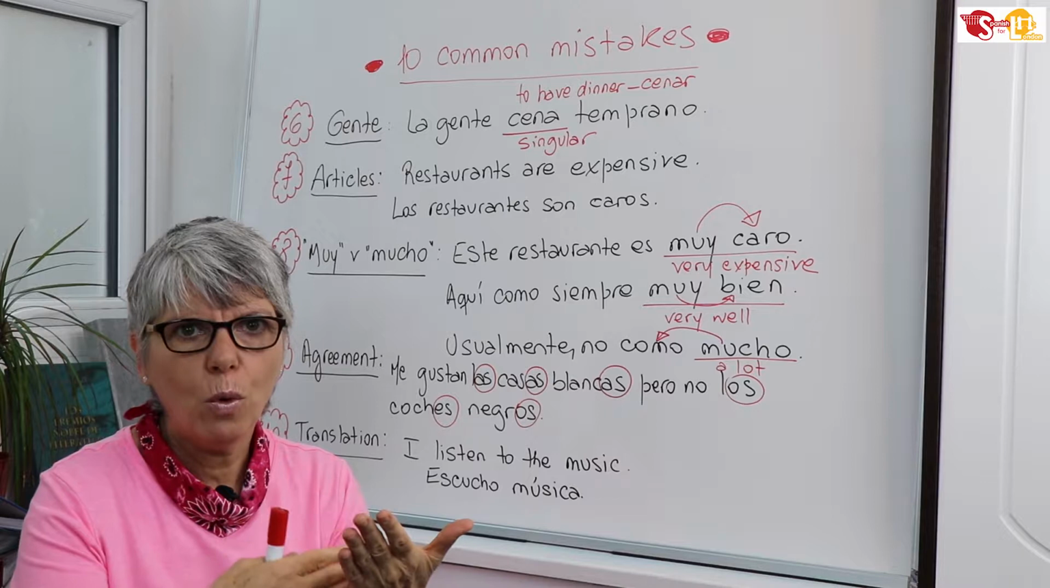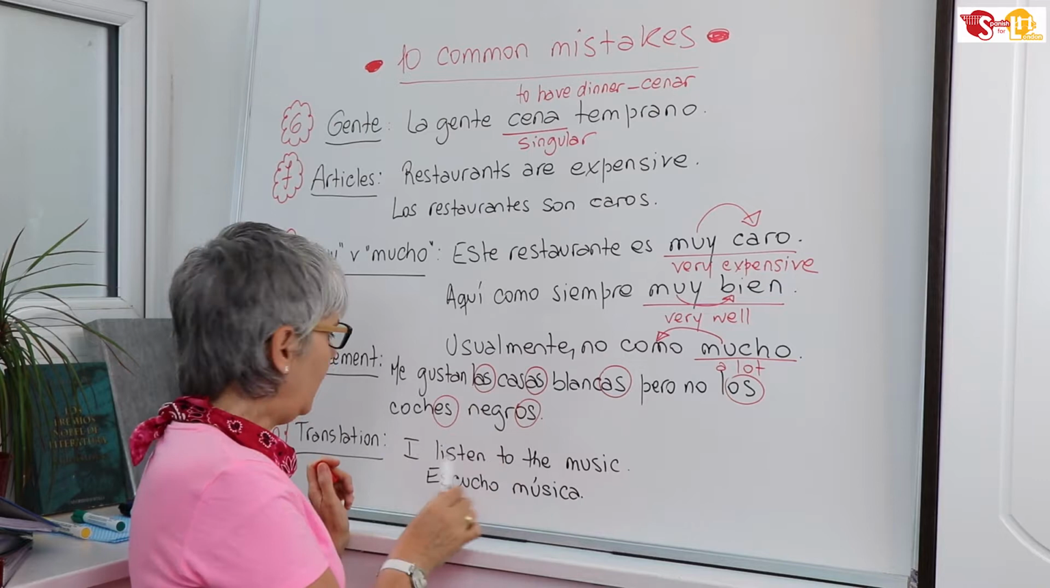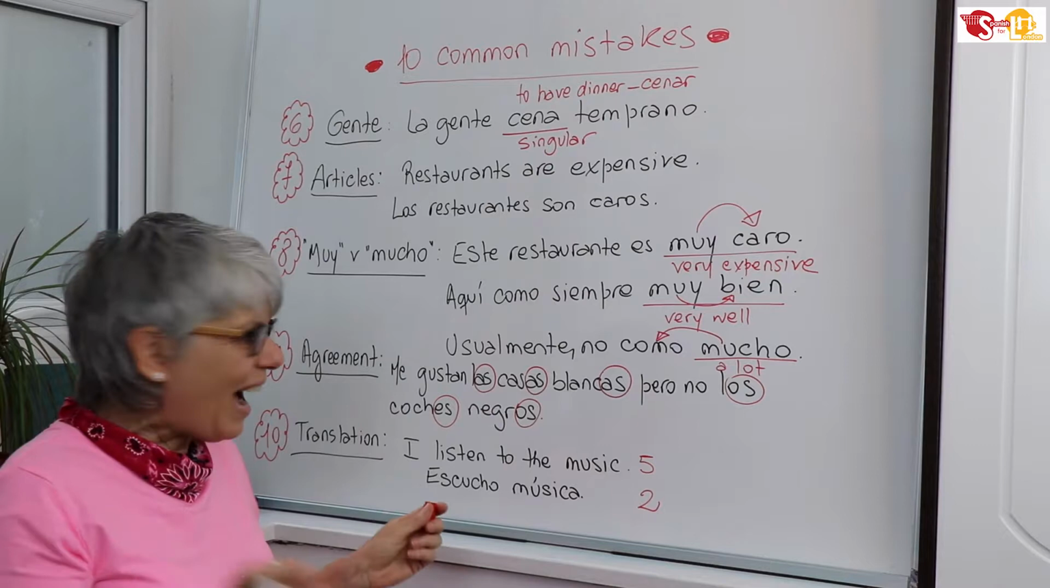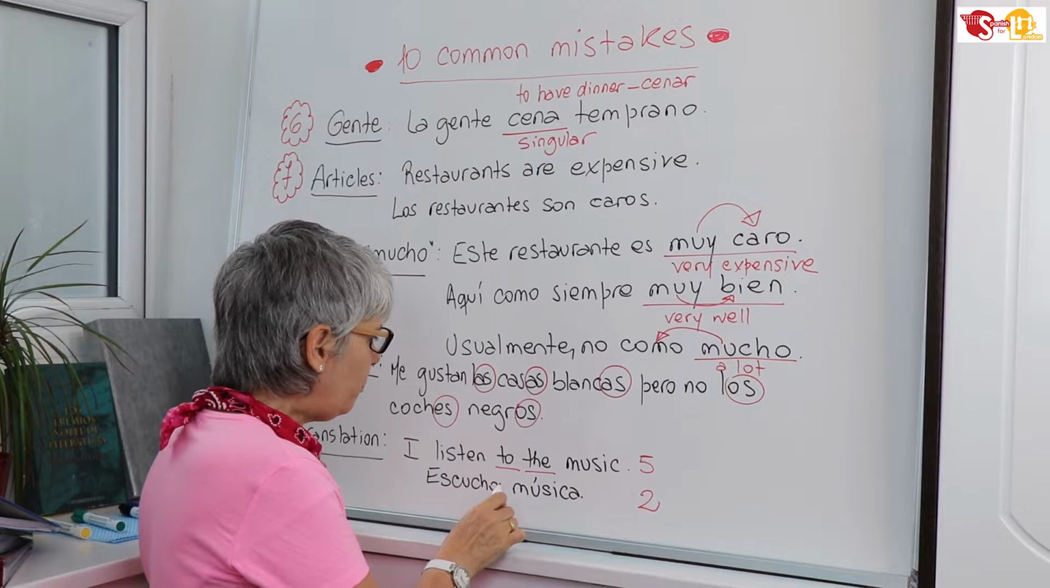So if I want to say, for example, I listen to the music, I say in Spanish, escucho música. Okay, five words in English, two words in Spanish. This is correct. And some students ask me, where is the here? It's not here. And another question is, what happens if I put escucho la música?